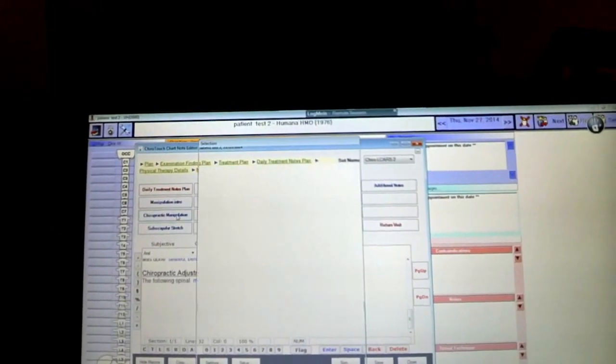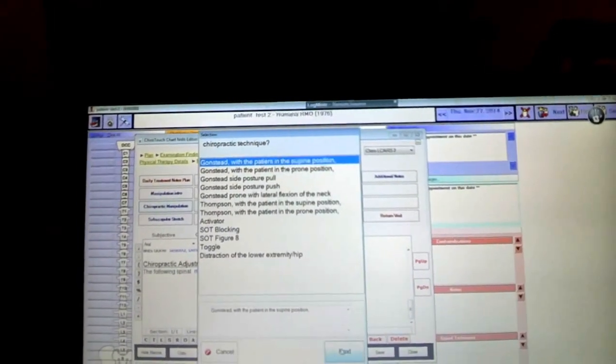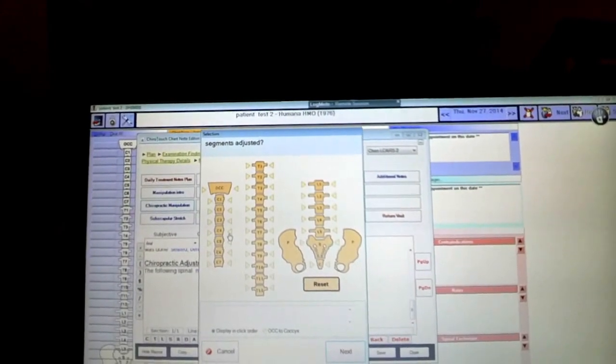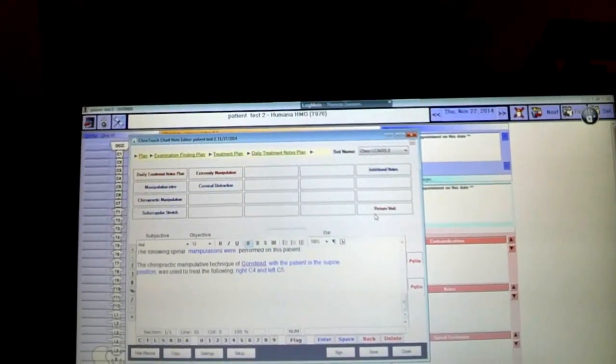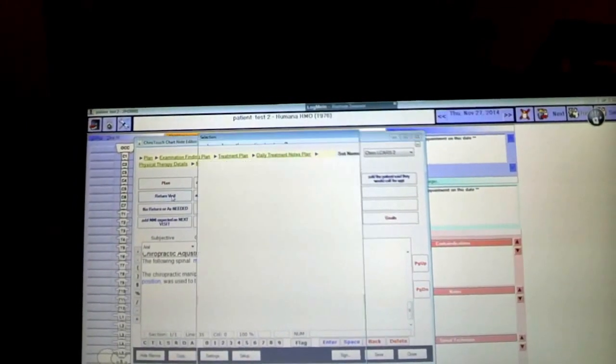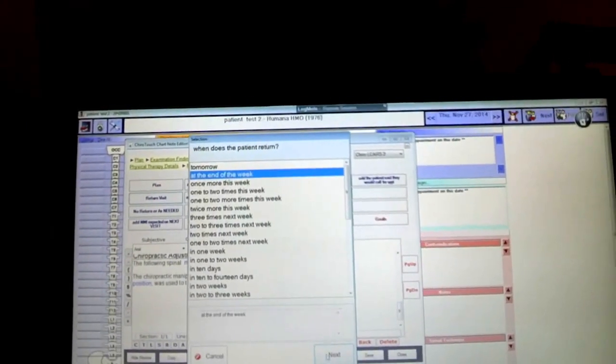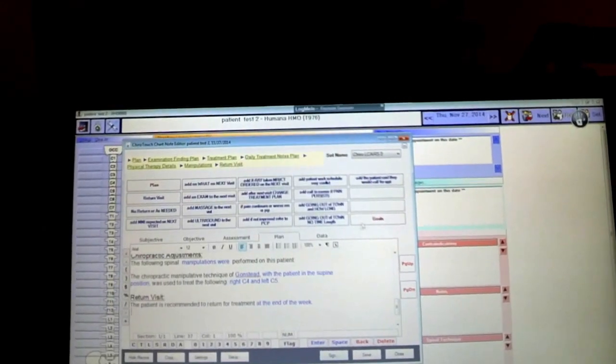Let's say we did C4 on the right and C5 on the left, doing a Gonstead method, and that we did no other adjustments. So C4 and 5 on the right and the left. And then from there, we're going to go on a return visit, and we're going to have this individual return once more at the end of this week. From there, we'll go directly into goals.